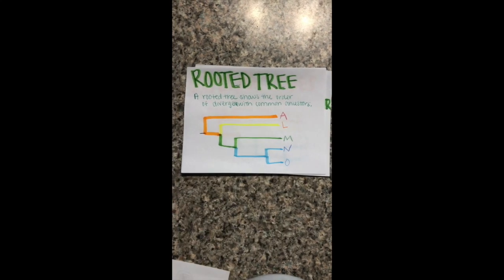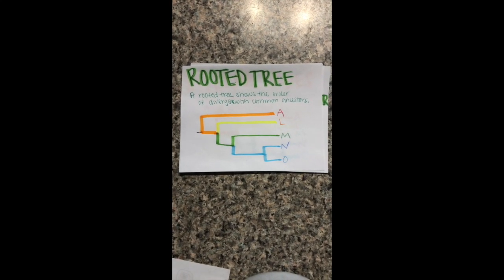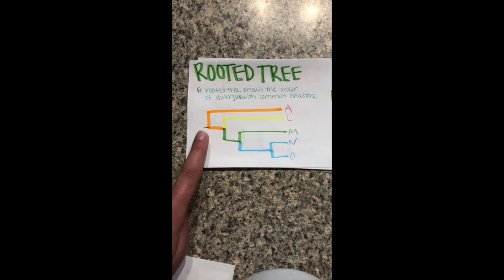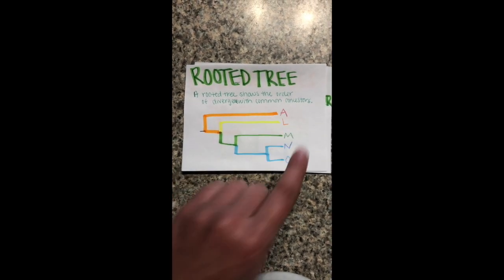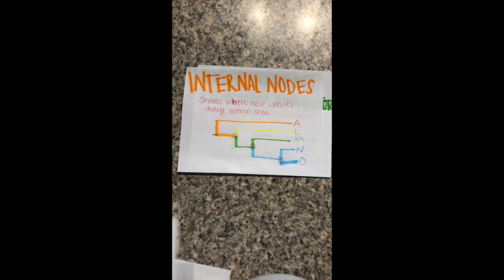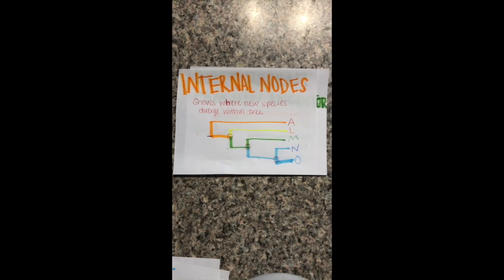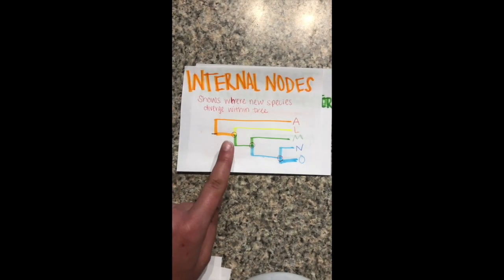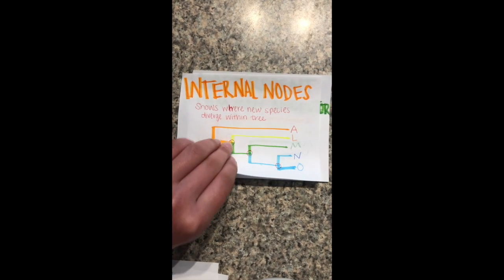A rooted tree shows the order of divergence with a common ancestor, so you can see the tree is rooted and then has branches. Internal nodes show where new species diverge within the tree, so some examples are at these circles right here.